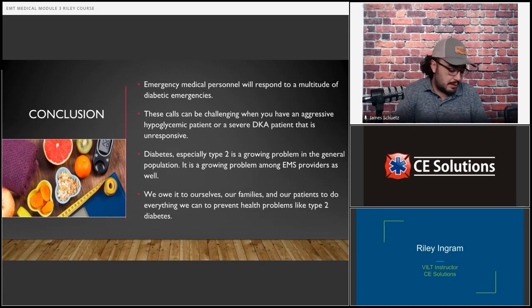Those 7-Eleven diets that we're on, not good for us, right? All those Allsup's burritos if you're here in Texas. We owe it to ourselves, our families, and our patients to do everything we can to prevent health problems in ourselves, like type 2 diabetes, okay?